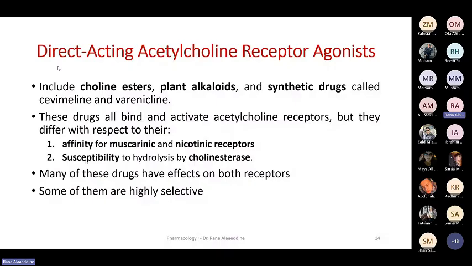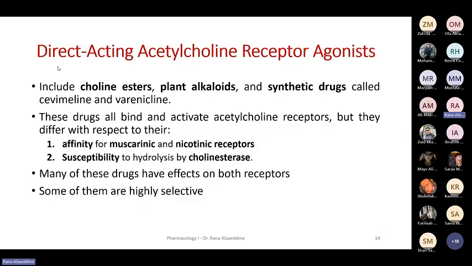Whereas the other thing that we want is, do these drugs get hydrolyzed? The drugs over here, do they get hydrolyzed by the enzyme that breaks down acetylcholine? Some of them do and some of them don't. Okay, so guys, again, a next question.